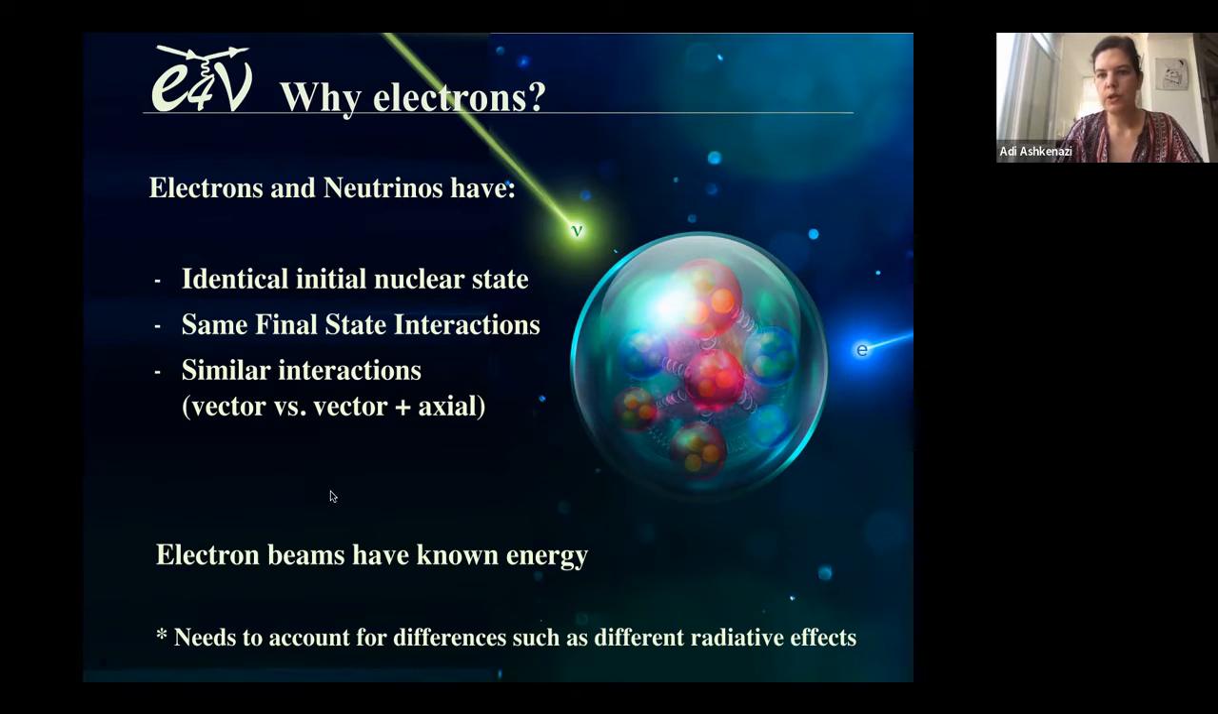So using the electrons will not be enough to constrain the models, but it is a very, very good test, because any model that aims to describe the neutrino interaction with the nuclei must by definition also describe the vector part. Also, electron beams have very well-known energies, so it's a good method to test our energy reconstruction. And there's this asterisk that we really need to account for the differences between neutrino and electron, and one of the differences is of course radiative effects, which we have to include in our analysis.